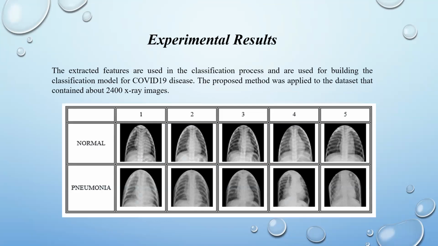Experiment result. The extracted features are used in the classification process and for building the classification model for COVID-19. The method was applied to a data set that contained about 2,400 X-ray images. The figure shows samples of normal and abnormal chest X-ray images.